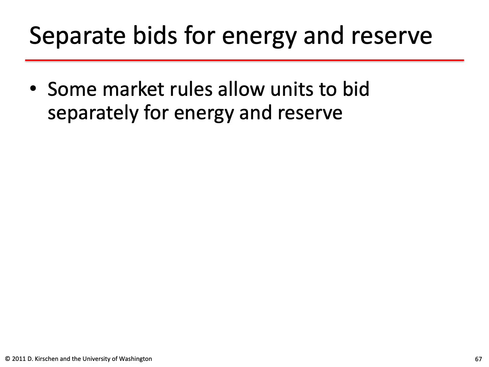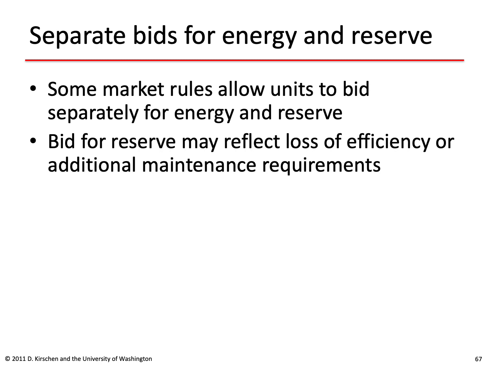So the previous example shows that co-optimization ensures that units will not be disadvantaged by the fact that they have to provide reserve. But some markets allow generators to bid separately for energy and reserve. And the idea being that these bids for reserve may reflect the loss of efficiency or additional maintenance requirements that these units may face if they provide reserve.